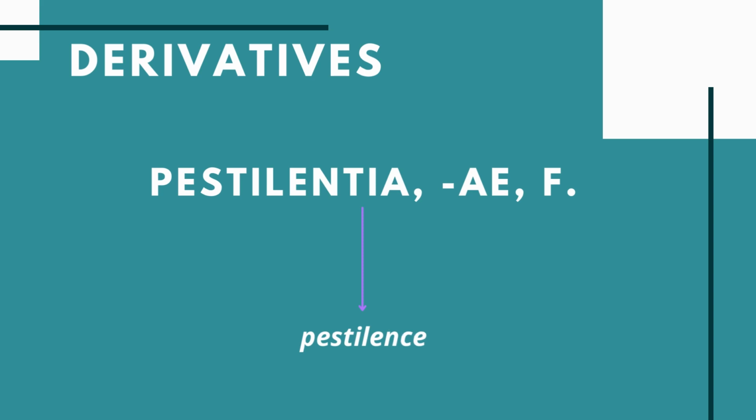So the first derivative we're going to look at is the word pestilentia, which means plague, or pestilence is the derivative we get in English, right? It comes right from this word. It means the same thing. A pestilence is basically a plague, right?